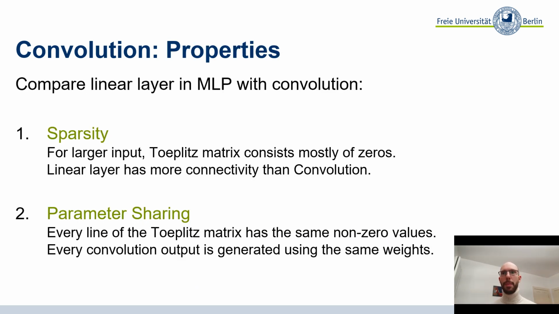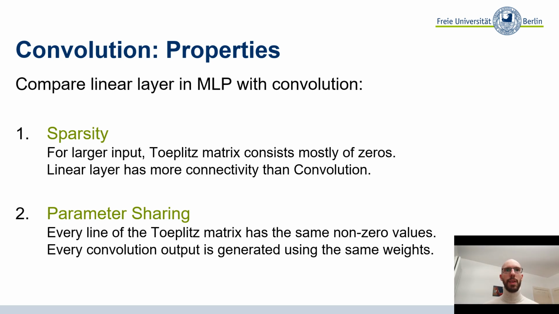So let's sum up the two differences that we found. First of all, we've noticed that convolutions are sparse compared to linear layers. On the mathematical description level, the triplets matrix consists mostly of zeros, at least if the convolution kernel is much smaller than the input image. This is obviously not the case in the linear layer, because there, by default, those entries are not going to be zeros. And on the neuronal description level, our convolution has less connectivity than the linear layer.